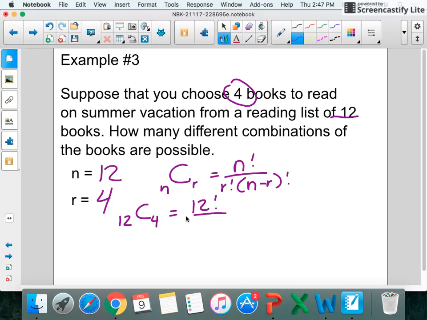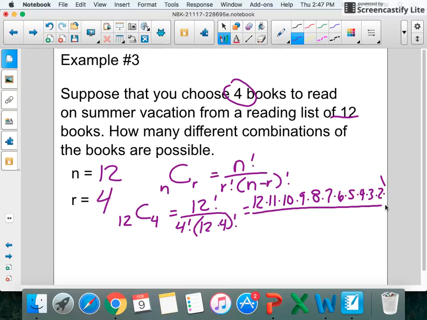So I'm going to do 12 factorial over 4 factorial times 12 minus 4 factorial. And if we write this all out, we get 12 times 11 times 10 times 9 times 8 times 7 times 6 times 5 times 4 times 3 times 2 times 1 all over, now I'm going to do 4 factorial first. So I'm going to do 4 times 3 times 2 times 1 times 12 minus 4 factorial, which is 8 factorial. So then I'm going to do 8 times 7 times 6 times 5 times 4 times 3 times 2 times 1.